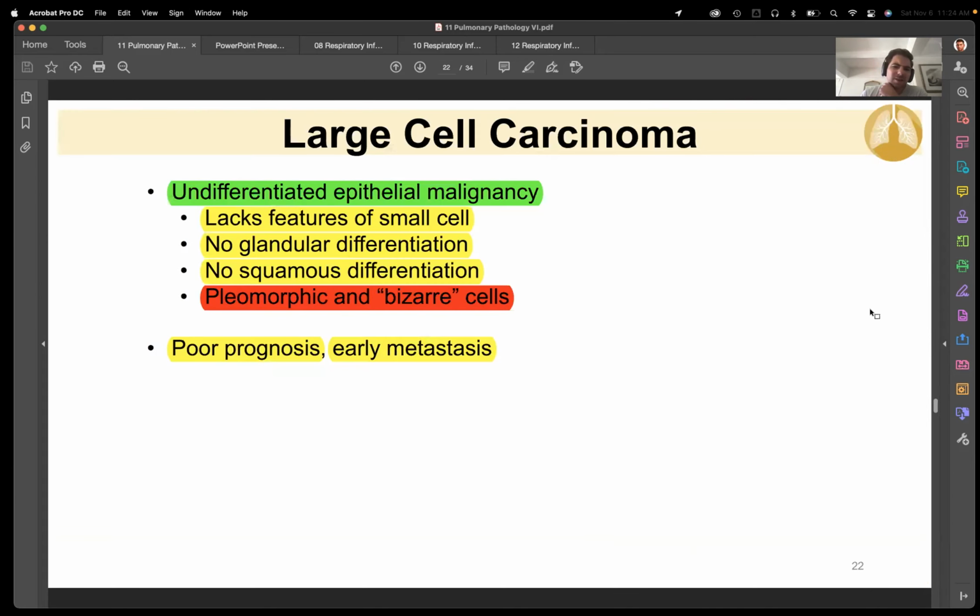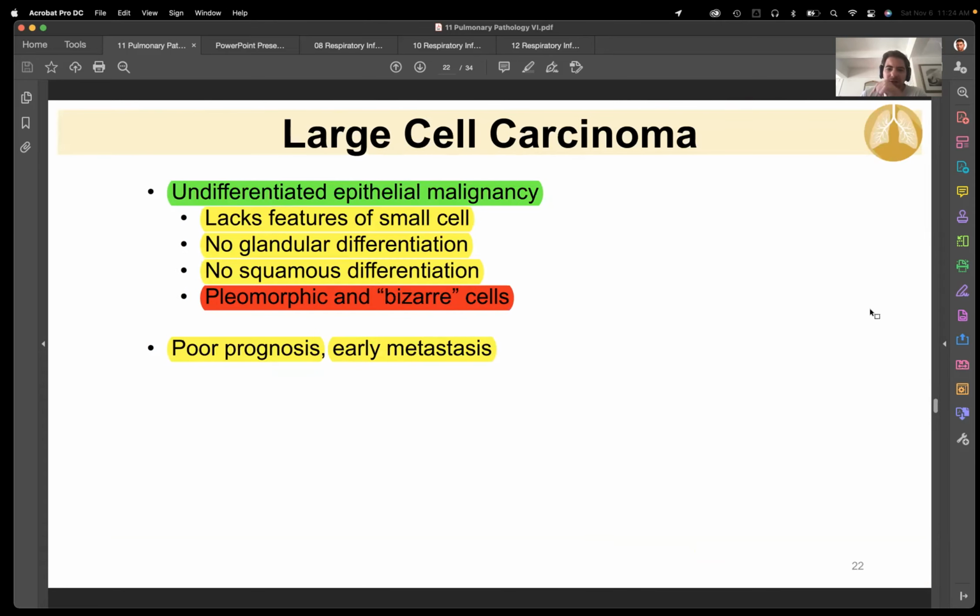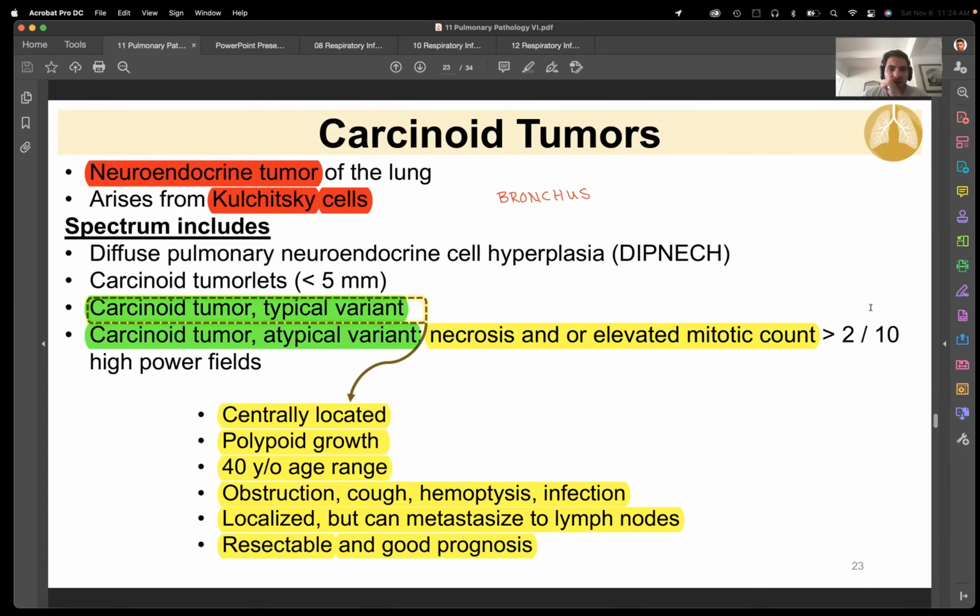All right, large cell, they don't really talk about this one too much. Those are the three that we already covered, which are what they really like to talk about. Then carcinoid tumors, anytime you think carcinoid, you think serotonin, right? What's the byproduct of serotonin?